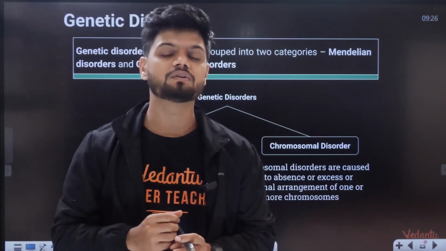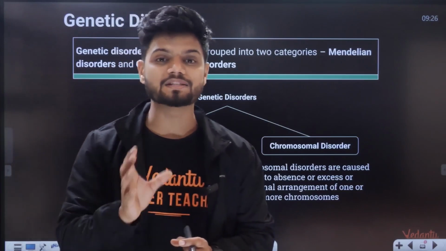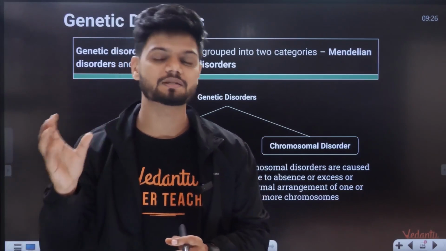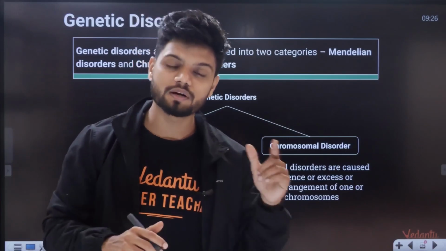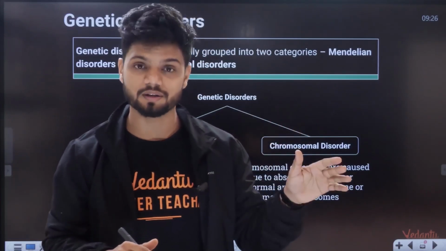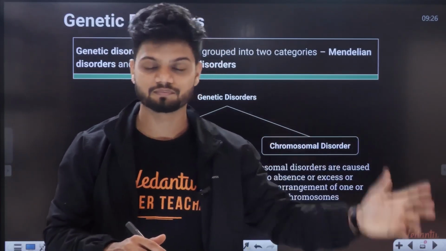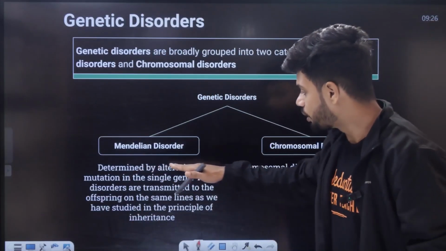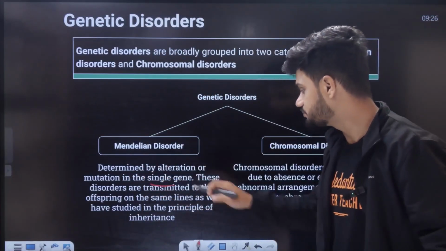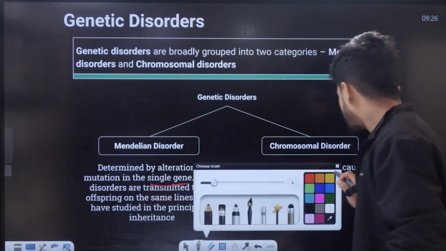Okay, well, what is the difference here? Understand, a Mendelian disorder is basically a change in a single base pair, a single gene mutation, while a chromosomal disorder is a change in the chromosome number itself. Chromosome number change happens in a chromosomal disorder. So a Mendelian disorder is determined by alteration or mutation in a single gene.